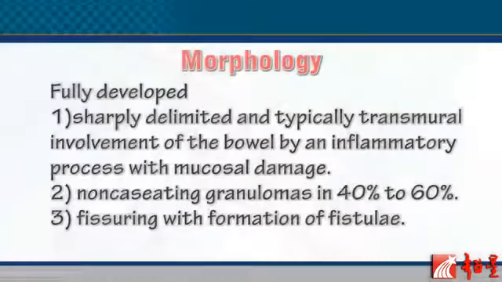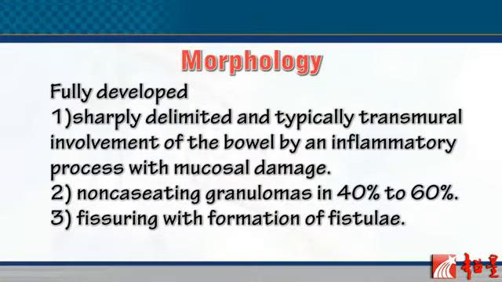So let's see the morphology of Crohn's disease. When the disease is fully developed, we can see three characters. First, sharply delimited and typically transmural involvement of the bowel by an inflammatory process with mucosal damage. This is the first, sharply delimited.